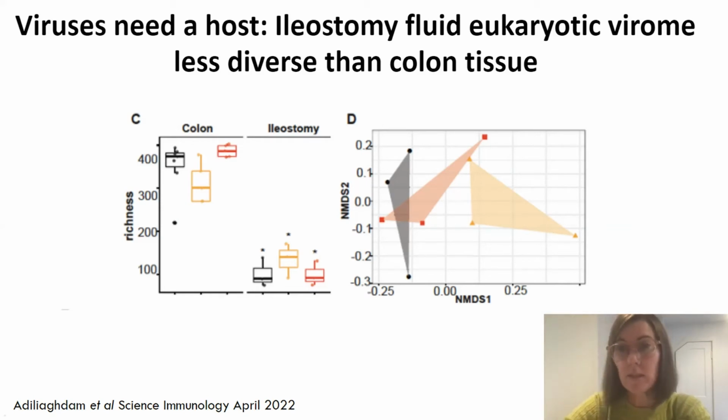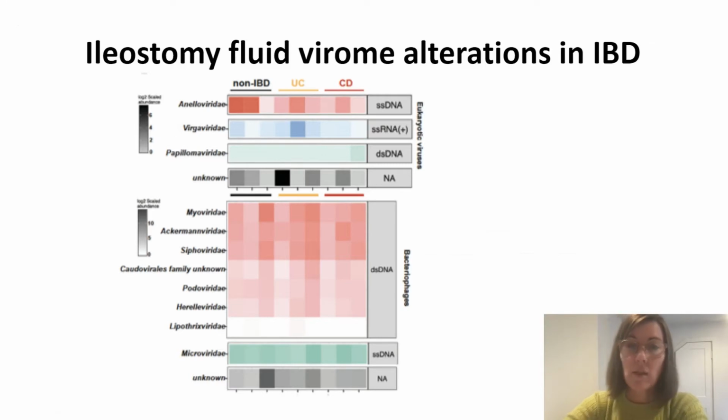But nonetheless, we still did see disease-associated changes, Crohn's disease here in red and ulcerative colitis here in yellow, some changes in the virome of the ileostomy fluid in these IBD individuals. Scott's team did a similar analysis on the ileostomy fluid virome. And here we did not detect the picornaviruses, but rather this was predominantly the single-stranded DNA anellovirus. There was some inkling that maybe some of these are reduced in IBD, which is an interesting idea, that some of these protective viruses are reduced in disease.